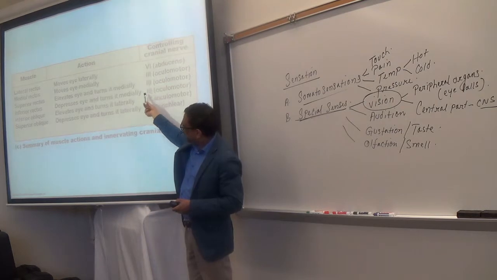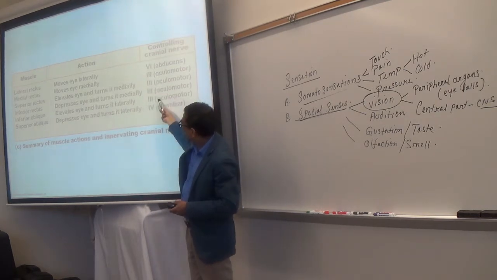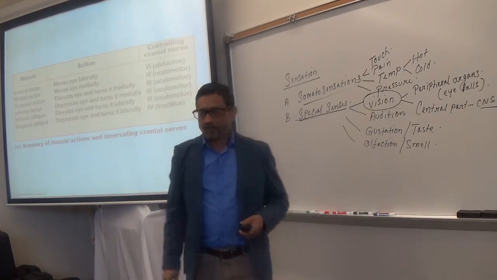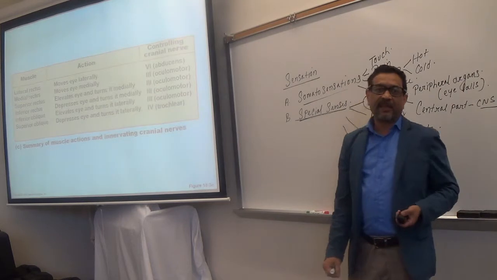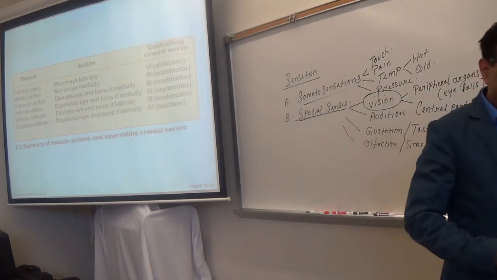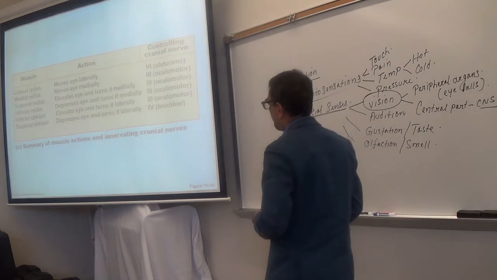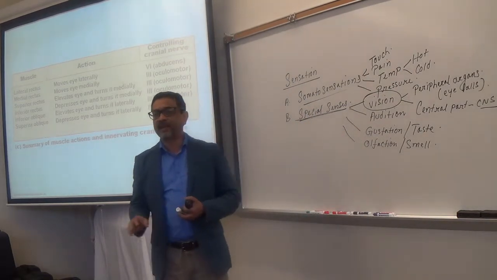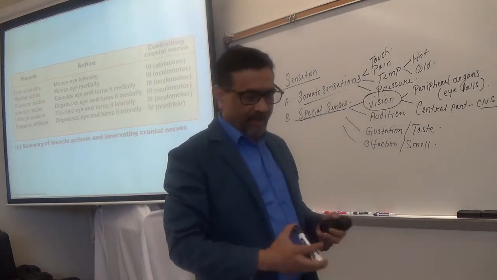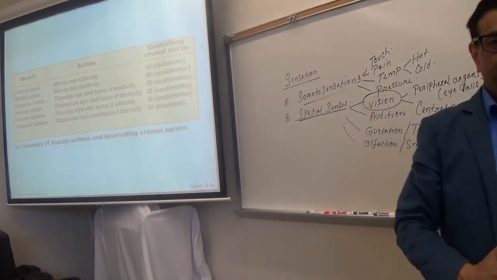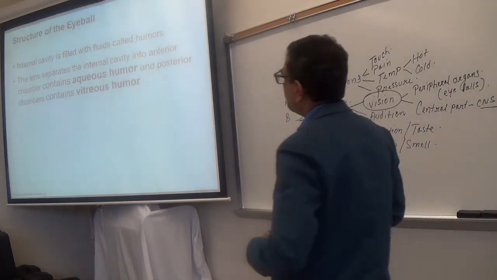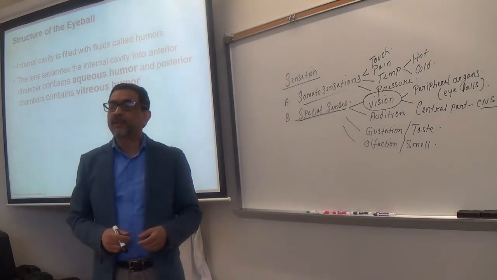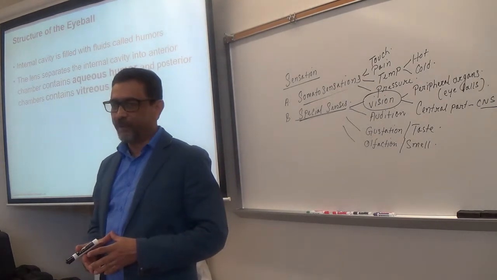Medial rectus, superior rectus, inferior oblique. Lateral rectus is controlled by abducens. Abducens nerve controls the lateral rectus, and trochlear nerve controls the superior oblique. So just remember these 3 cranial nerves, okay? These are very important to move your eyeball.